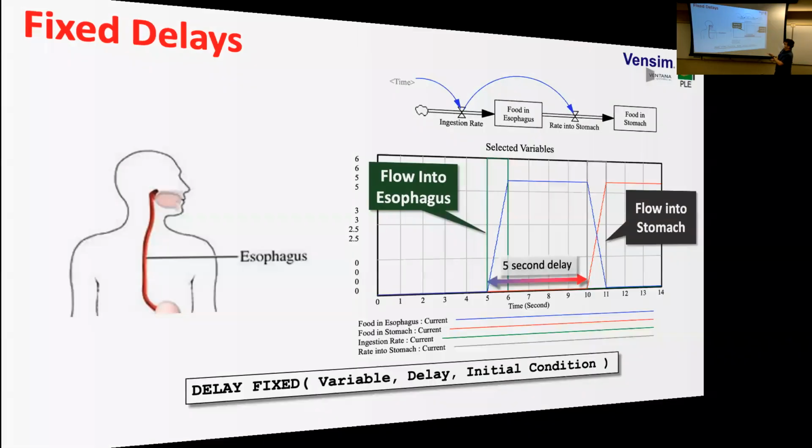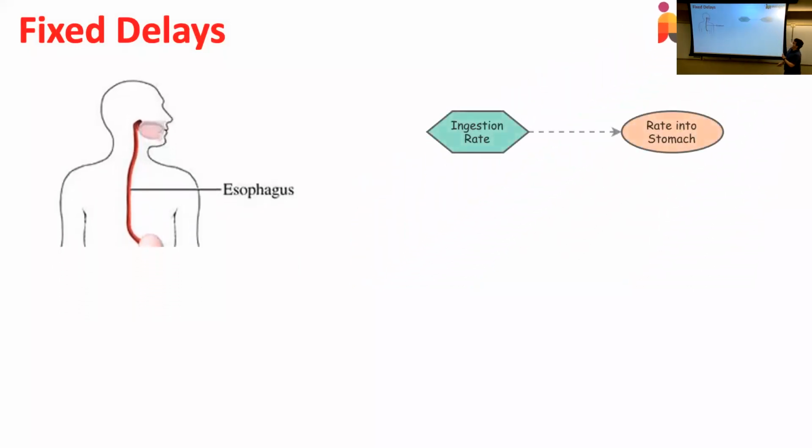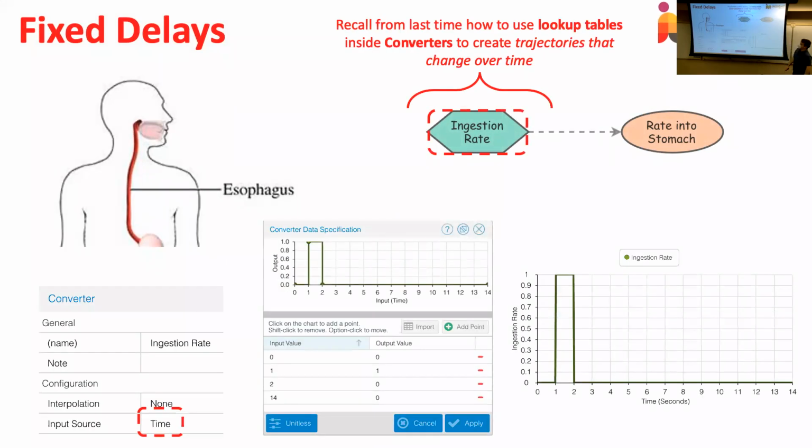All right, so I want to show you how to do this in Insight Maker, almost the same exact deal. So in Insight Maker, we can create our lookup table for my ingestion rate, just like I did before, with time as an input and my rate into stomach. So I go into my lookup table, I make sure I set its input to time. So we don't use a shadow variable here, it's just a part of the lookup table. I build the same lookup table here.